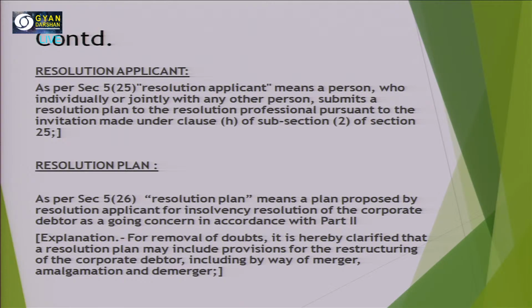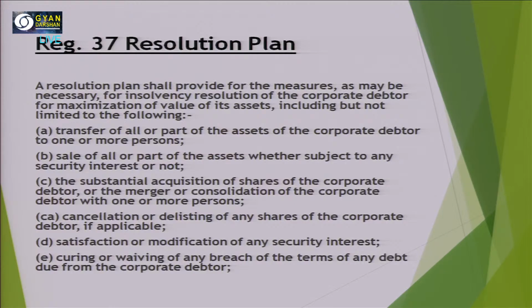Basically, friends, the resolution plan will generally include management change, since the earlier management had not been able to handle the affairs of the corporate debtor, due to which this position has been reached that the corporate debtor is under default. So the resolution plan basically will provide for measures which have been enlisted in Regulation 37. Regulation 37 provides the basics of the resolution plan. So the resolution plan of a corporate debtor for maximization of the value of its assets will include the following.